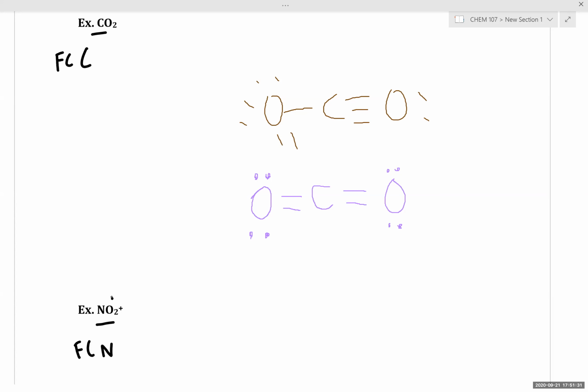So let's keep working on this example, and we'll discuss in about another 3 to 4 minutes. What does everyone think? Which structure is preferred? The structure on top or the structure on the bottom? Which structure has minimized formal charges?